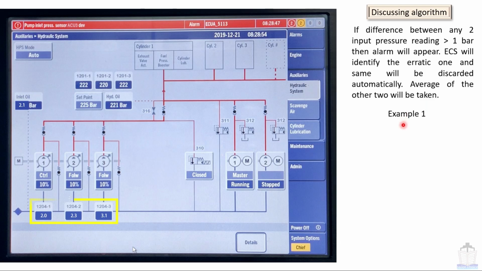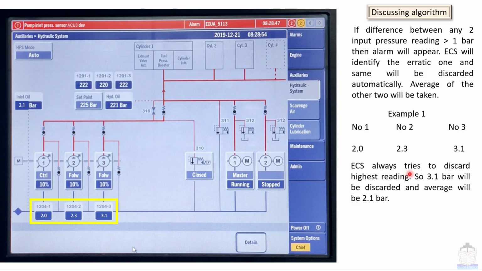Example 1. Here we are talking about these readings. Number 1 is 2 bar, number 2 is 2.3 bar, and number 3 is 3.1 bar, as shown in this picture. We can see that the difference between number 1 and number 2 is only 0.3 bar, and between number 2 and number 3 it is less than 1 bar, but the difference between number 1 and number 3 is more than 1 bar. So what action will ECS take now? ECS always tries to discard the highest reading, so 3.1 bar will be discarded and the average will now be 2.1 bar. You can see the average over here is now 2.1 bar.